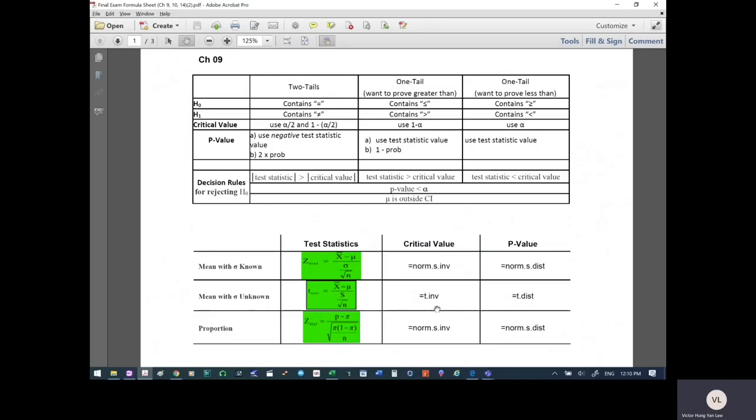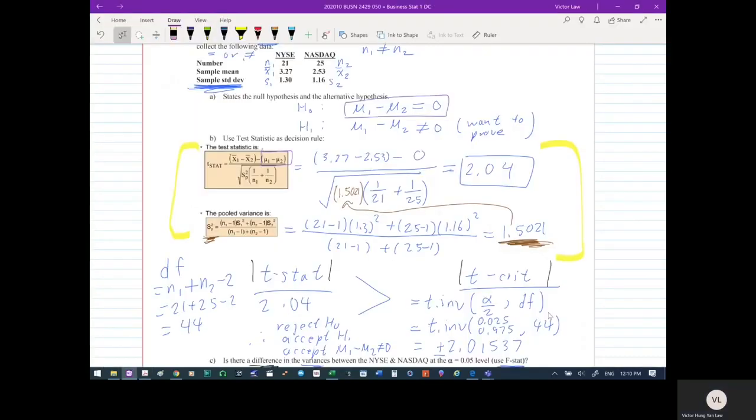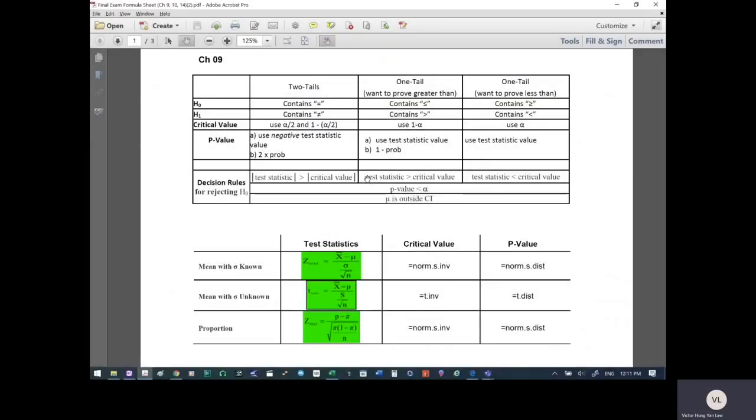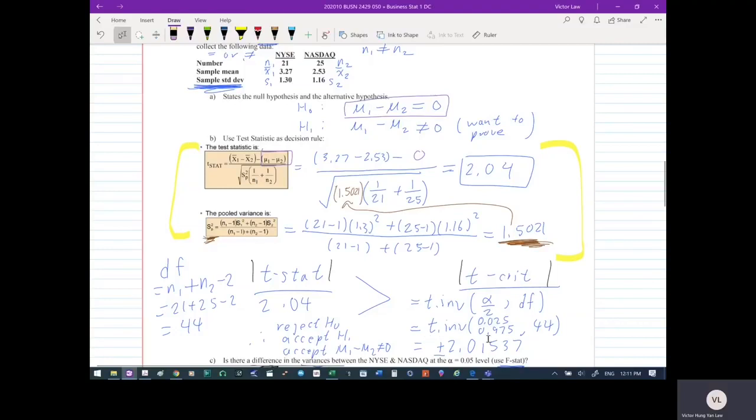For the t-critical we use T.INV, and for the p-value we use T.DIST. Same idea in Chapter 10: we're dealing with sample standard deviation, so we're looking at t-distributions. Since this is two-tailed, for the critical value we use alpha over 2 and then 1 minus alpha over 2 as the probabilities in T.INV. Alpha is 5%, so alpha over 2 is 2.5%, and 1 minus alpha over 2 is 97.5%. So we put in 0.025 and 0.975.